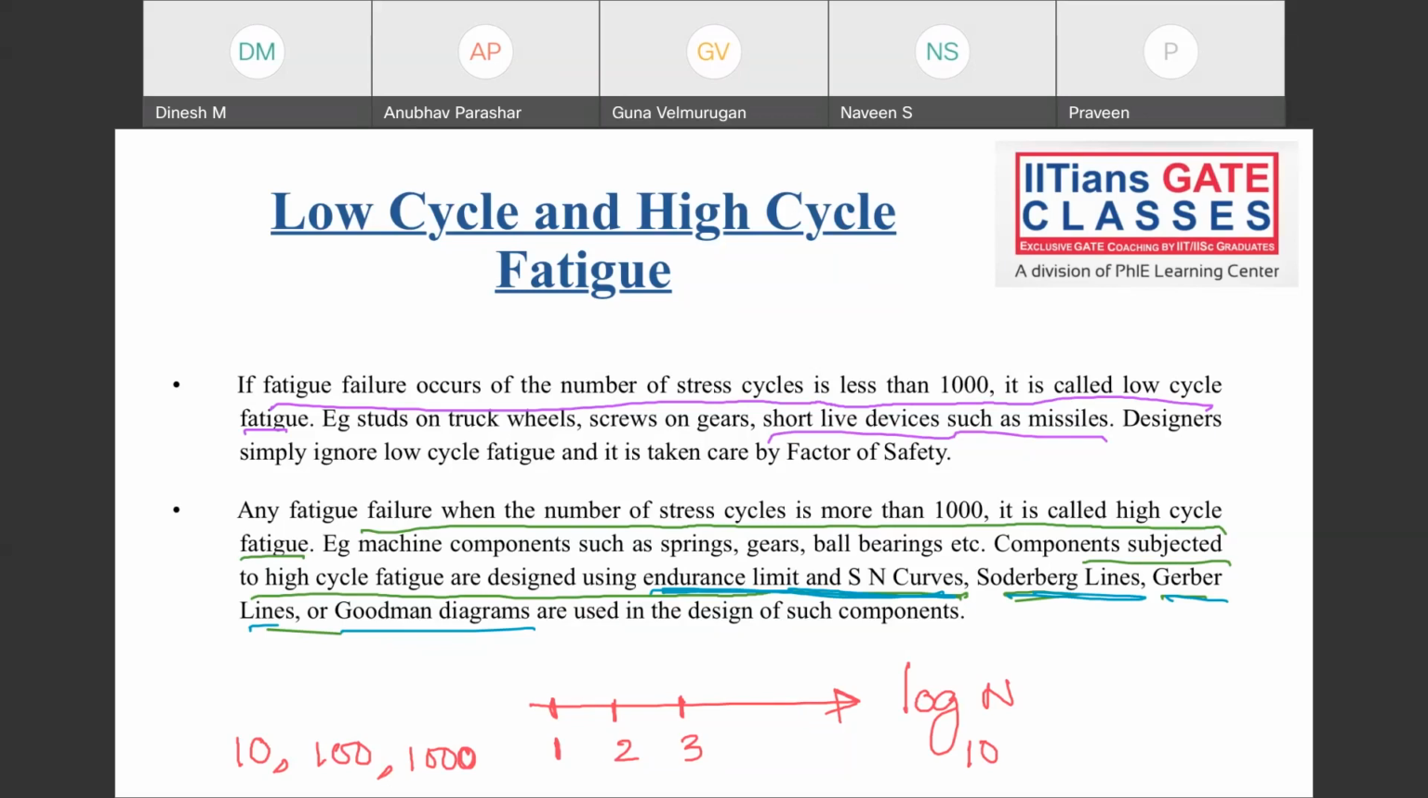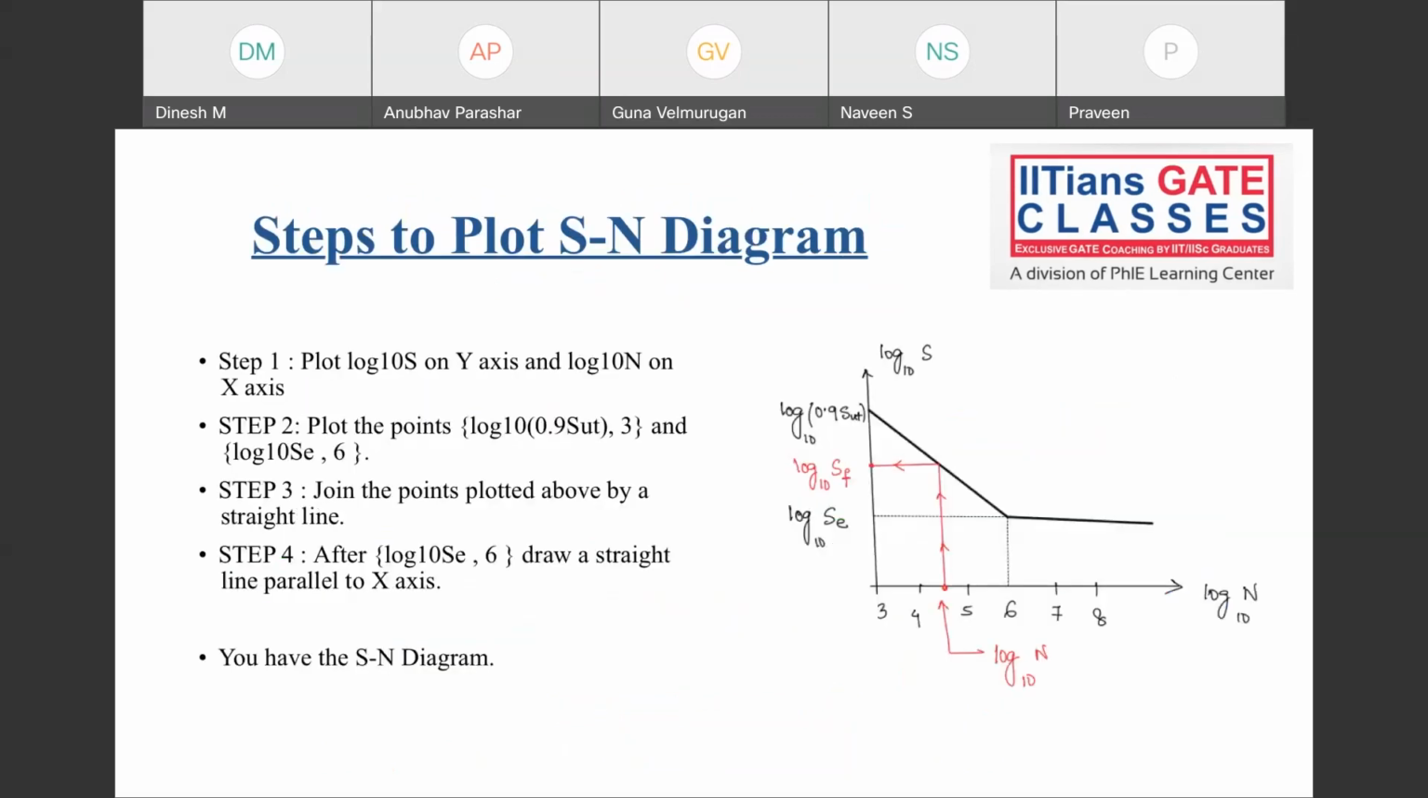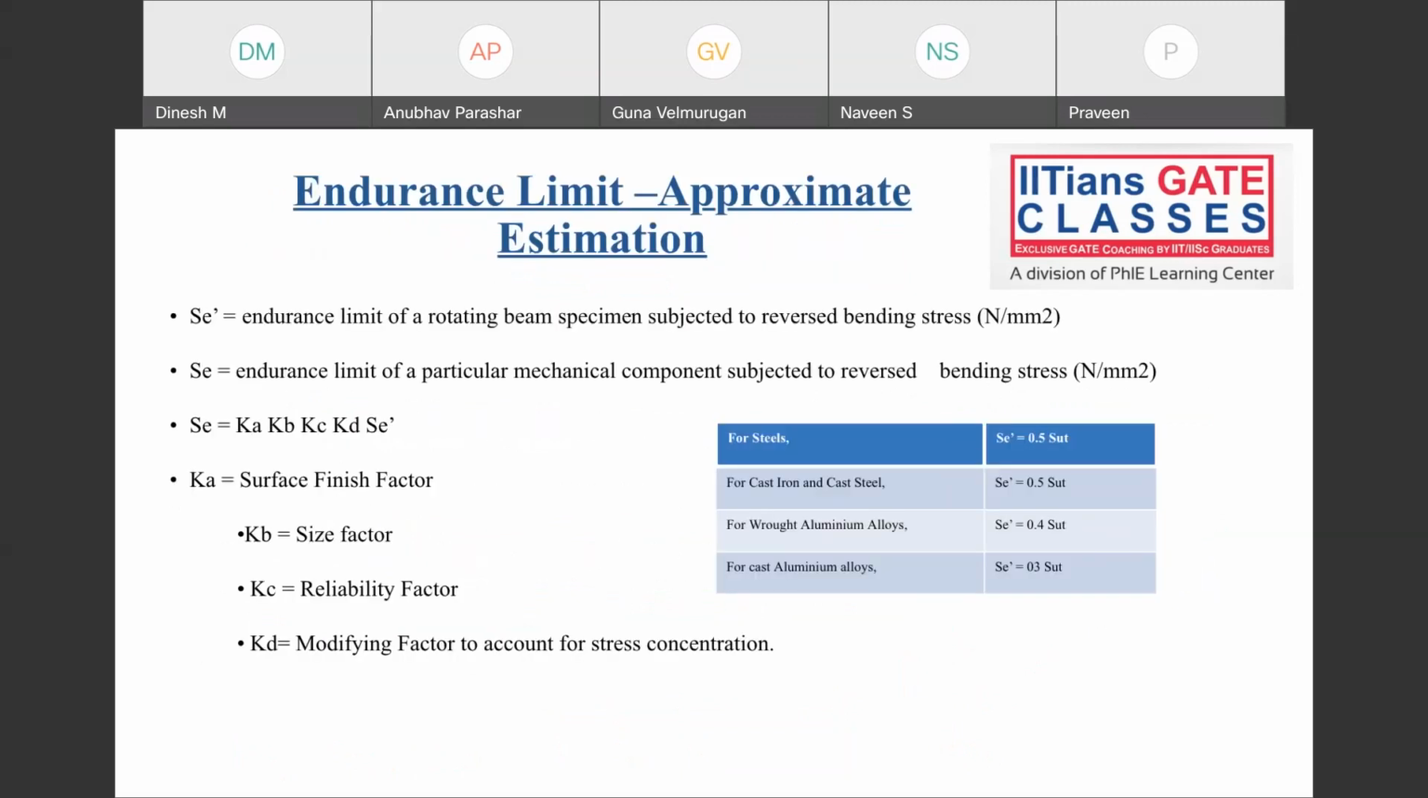Let us see how to plot. You'll get a little more clarity after learning how to plot the SN diagram, and then we'll see what the endurance limit is. How is this endurance limit found out? Going ahead we are going to see how the endurance limit is found out. It is found out using an experimental method, and then we use some theoretical methods also. Basically a combination of experimental and theoretical methods.